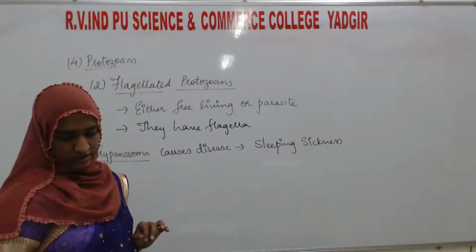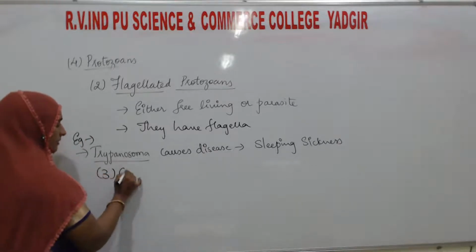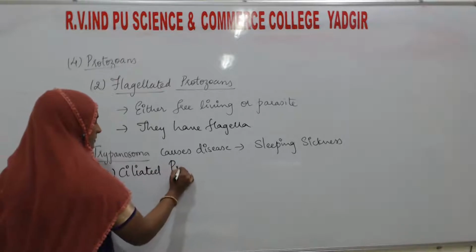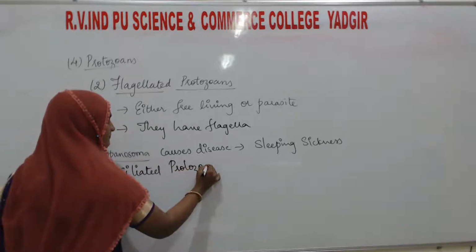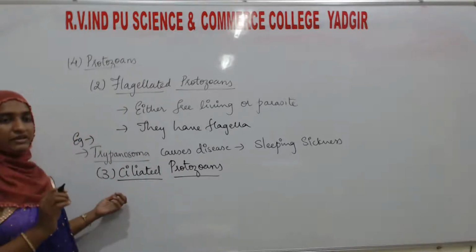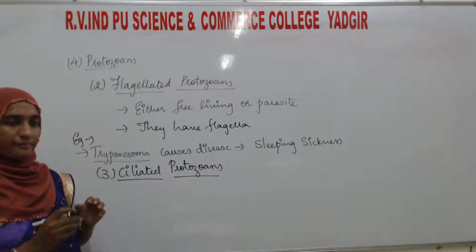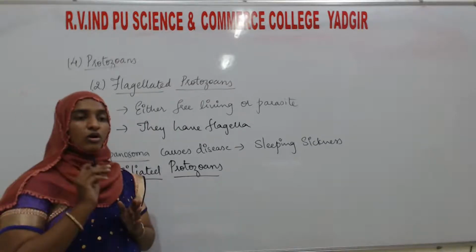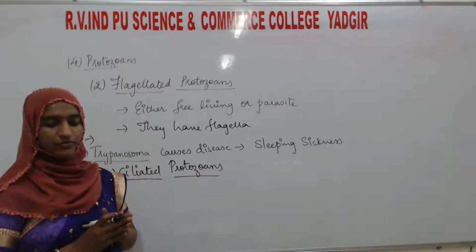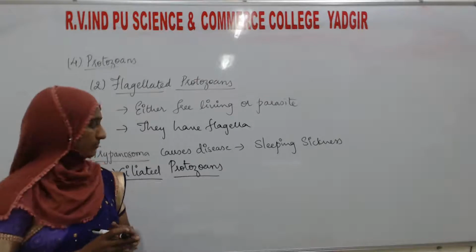The next one, the third one, is the ciliated protozoans. Here also, by name itself, we can say cilia. Cilia means these are the small hair-like structures which are present all together on the surface of the body. One example is the Paramecium.